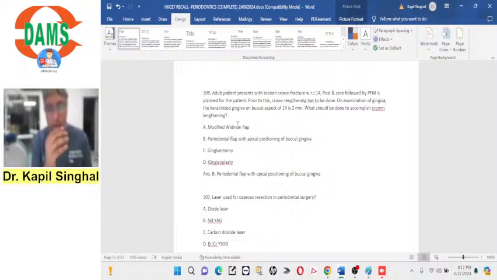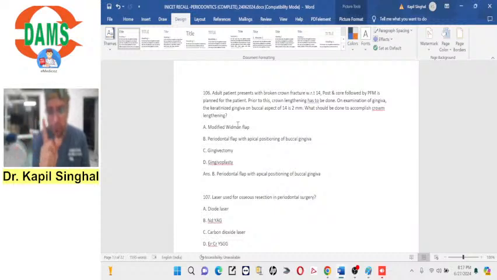So basically, what I'll do is shift it apically. I don't want to lose this. So what I'll preferably do here is apical positioning of the tissue, so that the length of the crown increases and I do not lose the keratinized tissue. If this value had been 5 mm, then I would preferably have done a gingivectomy.